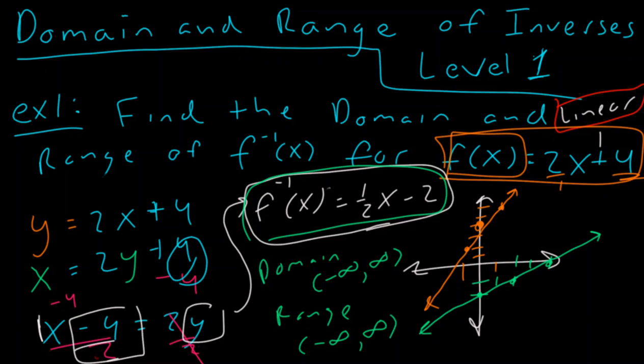Guys, I'm only going to do one example for linear functions because the domain and range is easier. For f of x and f inverse of x, it is always going to be negative infinity to positive infinity, or all real numbers.